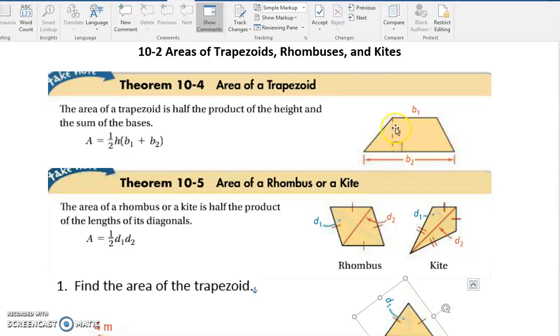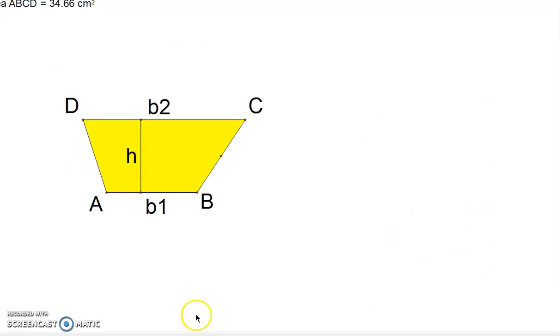Okay, and then the height is still perpendicular to both bases. If it's perpendicular to one of them, it's going to be perpendicular to the other because these top and bottom lines are parallel. So that's just the general shape. Here's the formula. The formula for area says go 1/2 times the height times the sum of the two bases, and I want to show you why that works.